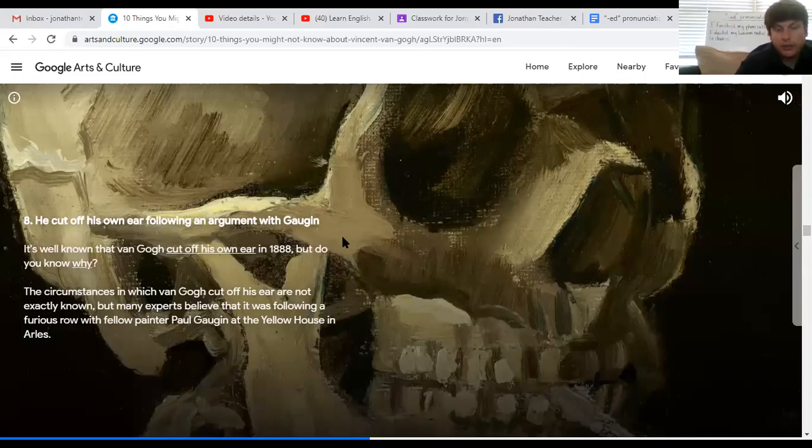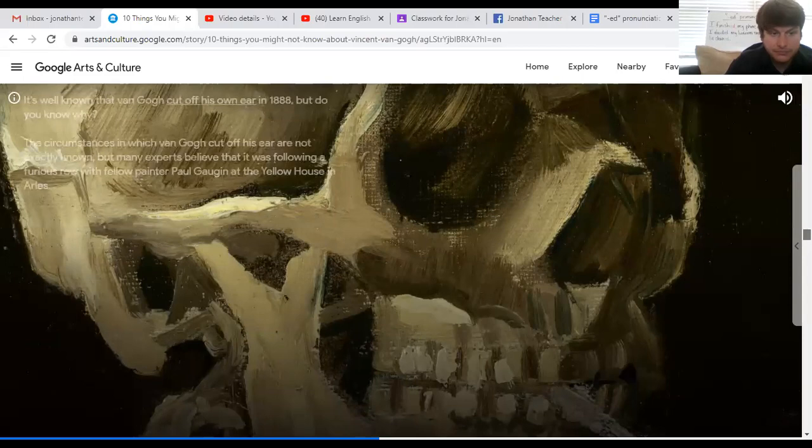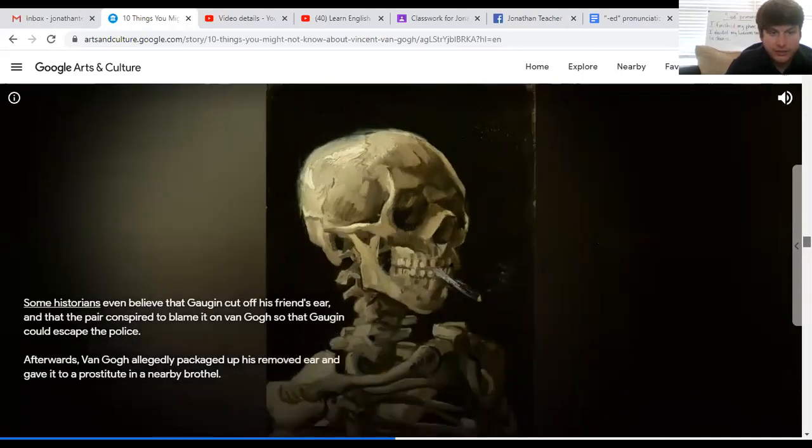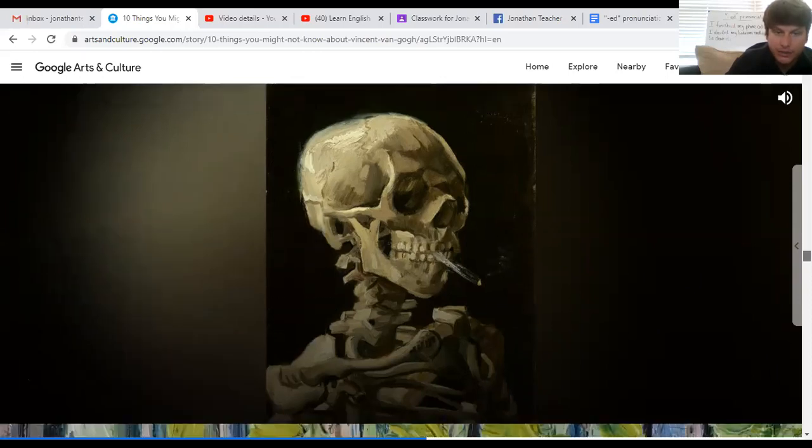It's well known that Van Gogh cut off his own ear in 1888, but do you know why? The circumstances in which Van Gogh cut off his ear are not exactly known, but many experts believe that it was following a furious row with fellow painter Paul Gauguin at the Yellow House in Arles. Some historians even believe that Gauguin cut off his friend's ear and that the pair conspired to blame it on Van Gogh so that Gauguin could escape the police. Afterwards, Van Gogh allegedly packaged up his removed ear and gave it to a prostitute in a nearby brothel.